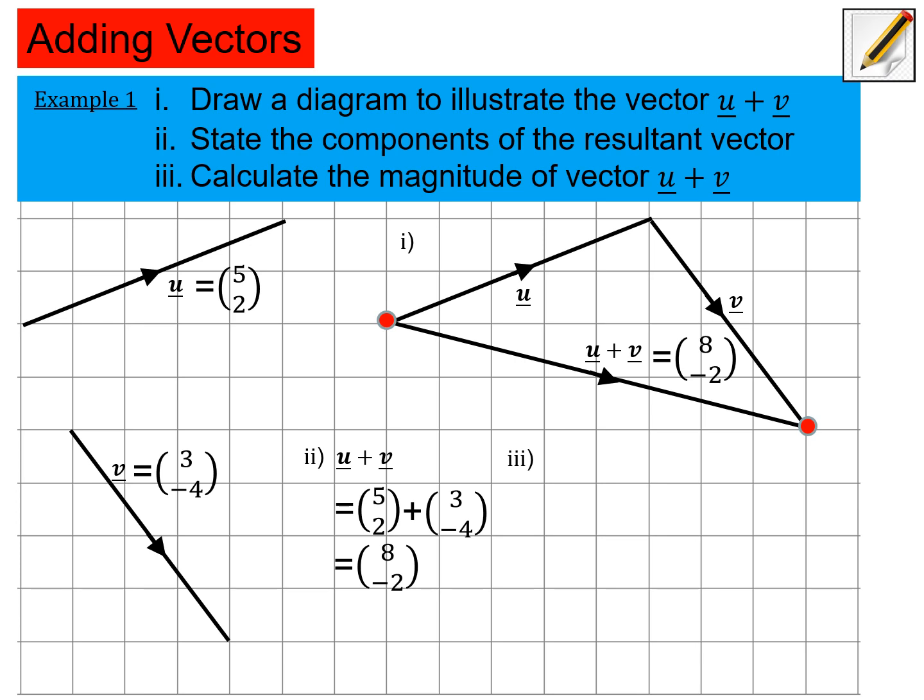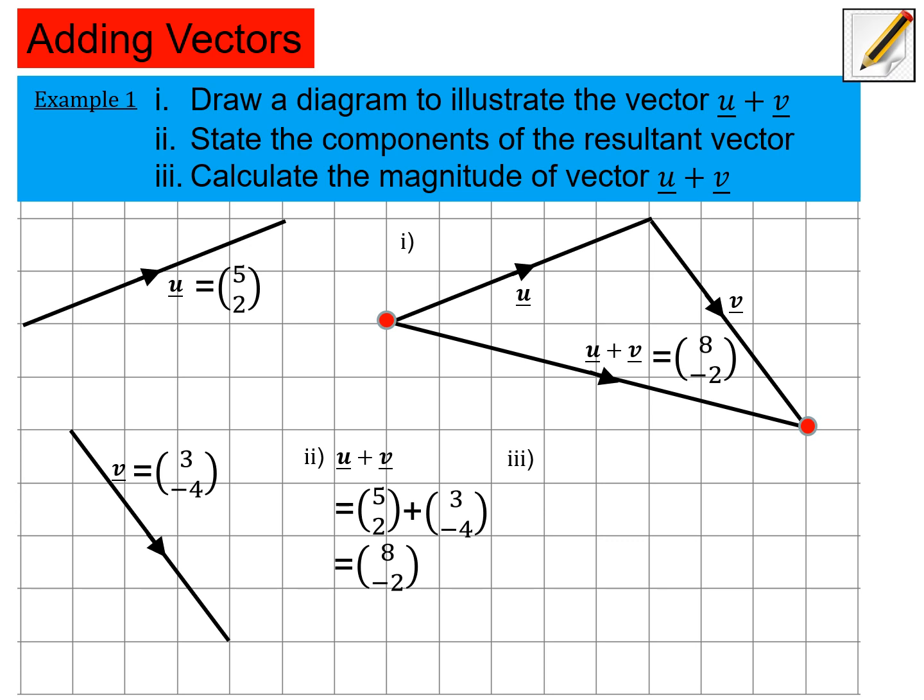And you can also see that it's much quicker and easier to do it as a calculation. So if you have the choice, do the calculation, but at National 5 you need to be able to draw the diagrams, so that's why you're being shown how to do both.